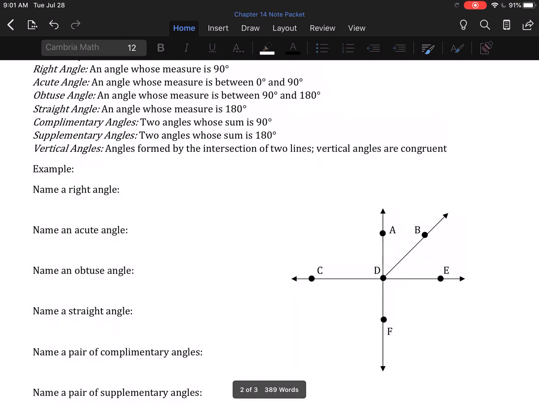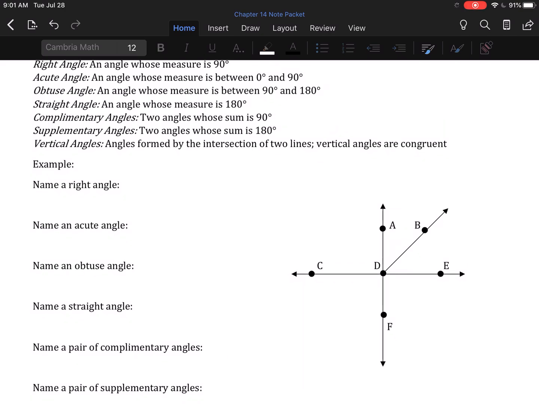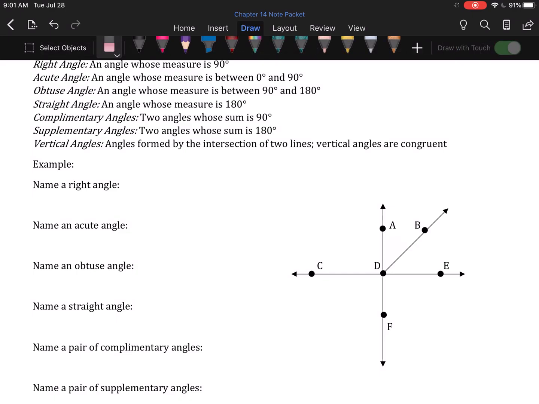So, name a right angle off of this diagram. And a right angle is an angle whose measure is 90 degrees. What does that look like? A regular corner. You know, one of those fourth shapes. On this diagram, there are 4.